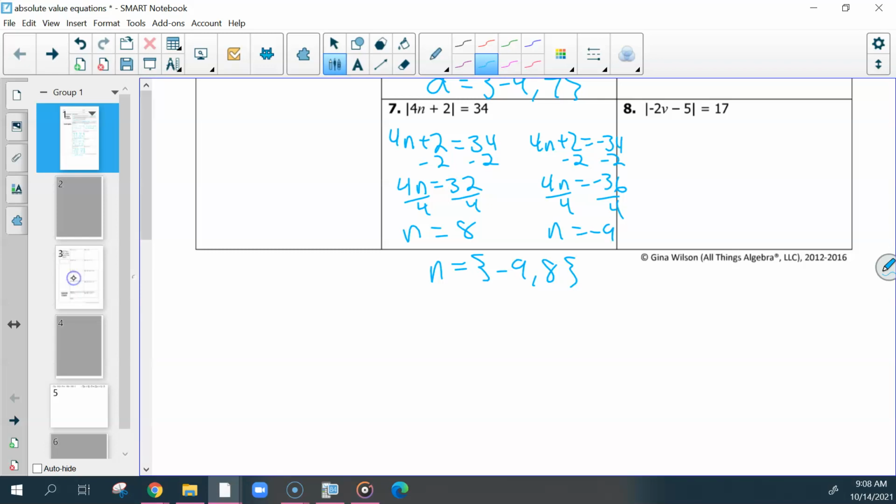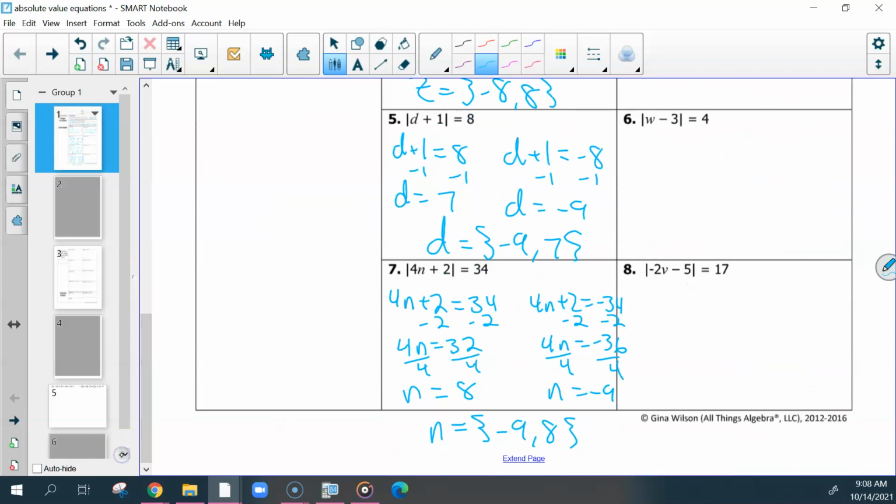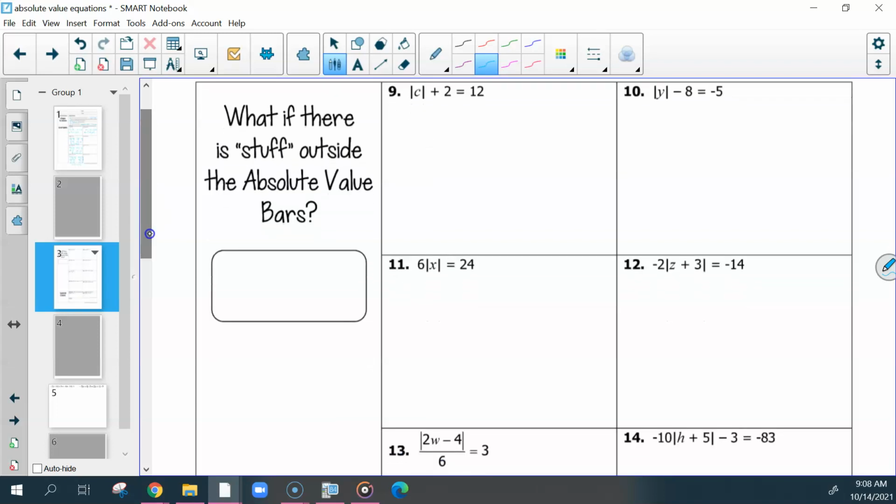Move on to the next page. If you still need that one, I can go back. So if there's stuff outside of the absolute value bars, we need to isolate it.